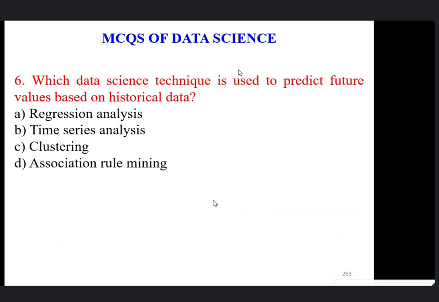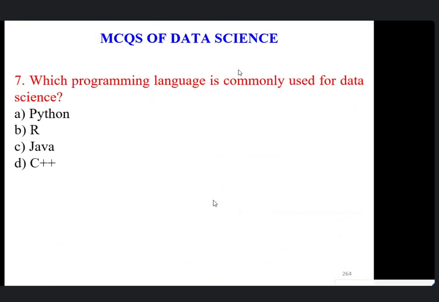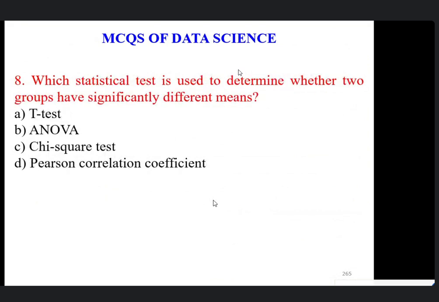Which data science technique is used to predict future values based on historical data? Regression analysis or time series analysis. Time series analysis is the correct answer. We are predicting future values based on historical data. Then, which programming language is commonly used for data science? Python, sir. Perfect answer. Which statistical test is used to determine whether two groups have significantly different means?